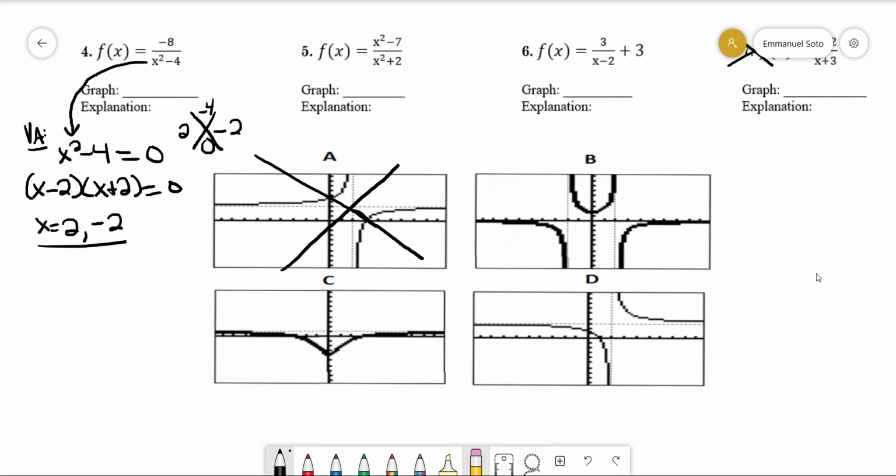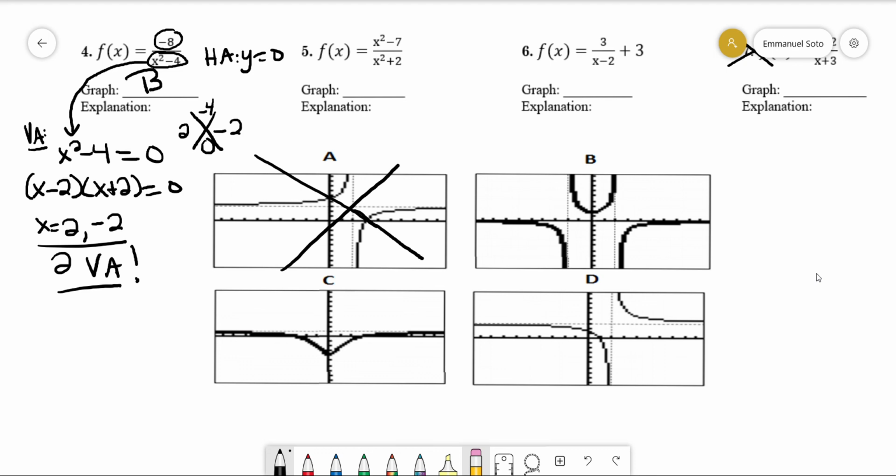So therefore we have 2 vertical asymptotes. The only one that has that is B. If you look at B, this is kind of similar to the graph that we did earlier. So this would be B. Our explanation is that it has 2 vertical asymptotes, and the horizontal asymptote for this guy is y equal to 0 because the degree of the numerator is less than the degree of the denominator.